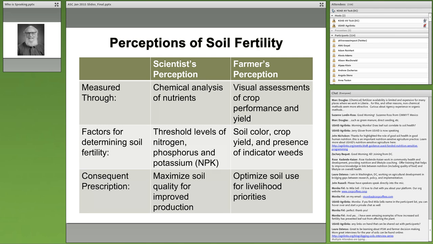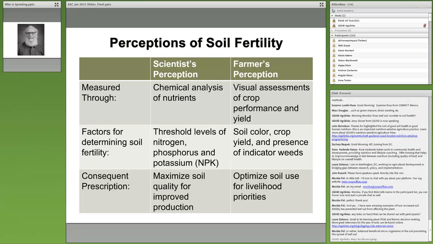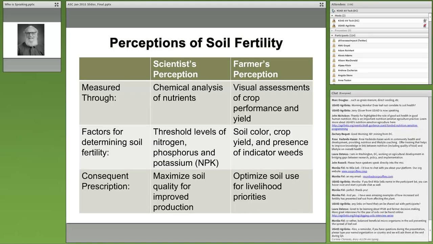Okay, farmer knowledge and perception of soil health and soil fertility often differs from that of research scientists and extension agents. While scientists measure soil fertility through chemical analyses, farmers rely on visual assessment of crop performance based on yield. Scientists are looking at the chemicals, the nitrogen, the phosphorus, the manganese, and all those chemicals that Jerry mentioned that I can't keep track of. I'm sorry. And neither can the farmer, because they're looking at the output, the yield, and the color of the soil, the presence of weeds.